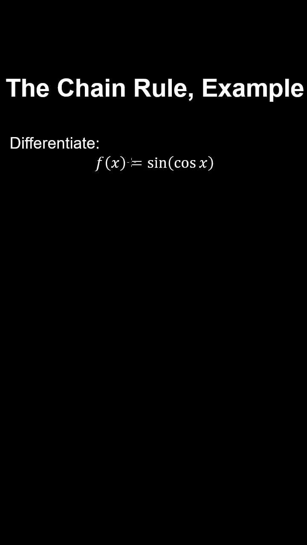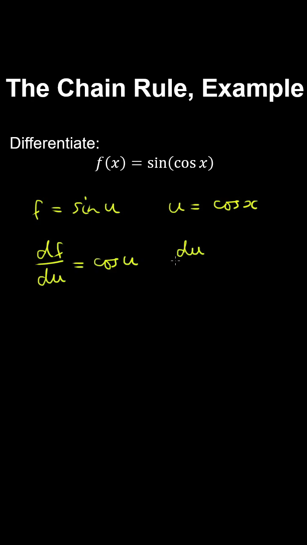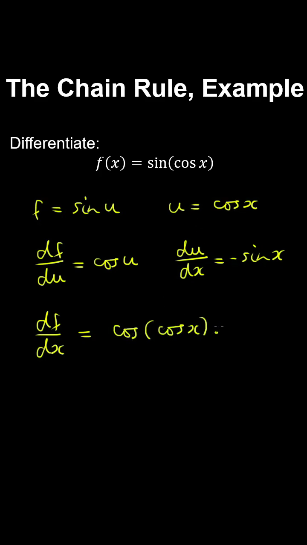Let's differentiate the following function. So we can write the function as sine u, where u of x is cosine x. And now we can differentiate f with respect to u, and differentiate u with respect to x. So therefore df/dx can be obtained by chaining or multiplying these derivatives together. So that will be cosine u, where u is cosine x, and that's multiplied by du/dx.